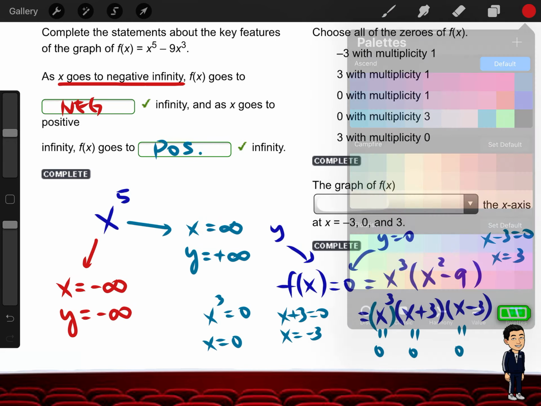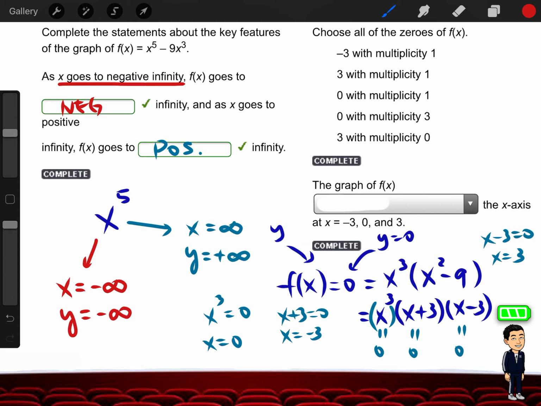Now we're going to be talking about something called the multiplicity. For multiplicity, you just have to look at the exponent. This is basically saying that it's not just one x equals 0. If you analyze this further, x cubed equals 0, basically you're having 3 x's equal to 0. That's why you have a multiplicity. This is what we call it, because it happens more than once. It actually happened 3 times.